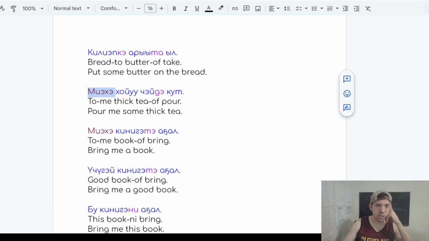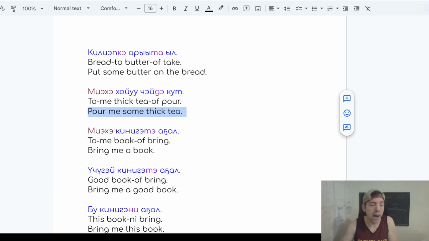Miache to me changes form from min, which is just I. So miache hayo cheide kut. Pour me some thick tea. Now this is another one. I don't know what is thick tea. Hayo means thick. Che means tea. But I did not just go off of the literal meaning. I looked it up. And I didn't find much. But I did find some Yakut person's Instagram post that had a picture of hot tea with milk, and said, hayo che. Like, yummy. Thick tea. So maybe that's what they call tea with milk.